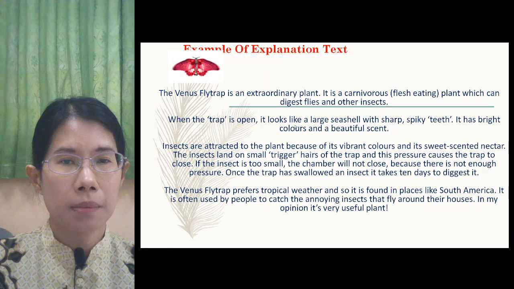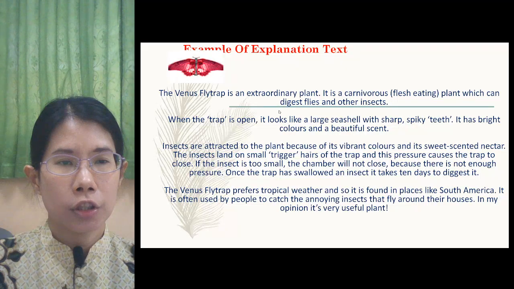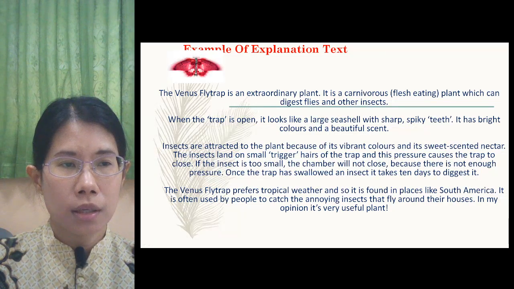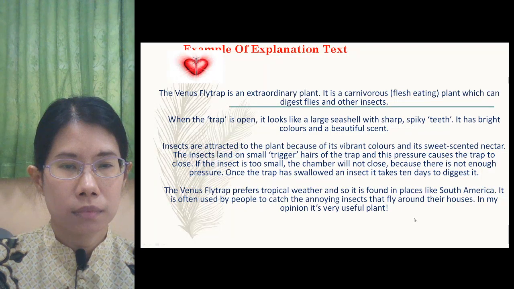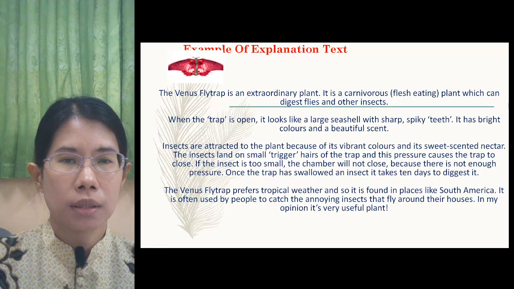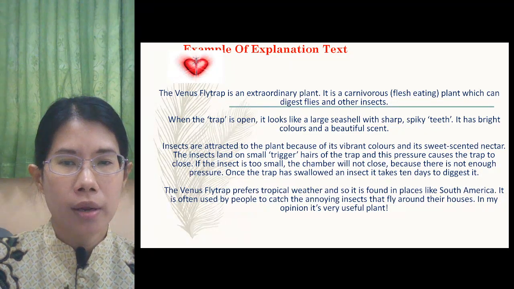Now this is another type of explanation text. It tells us about the Venus flytrap. You can read this carefully because afterward you will need to answer questions. We will discuss the questions and answers regarding this Venus flytrap. Have you finished reading? If you haven't really understood what the text is about, you might want to read again and again until you can fully understand what the text is about.